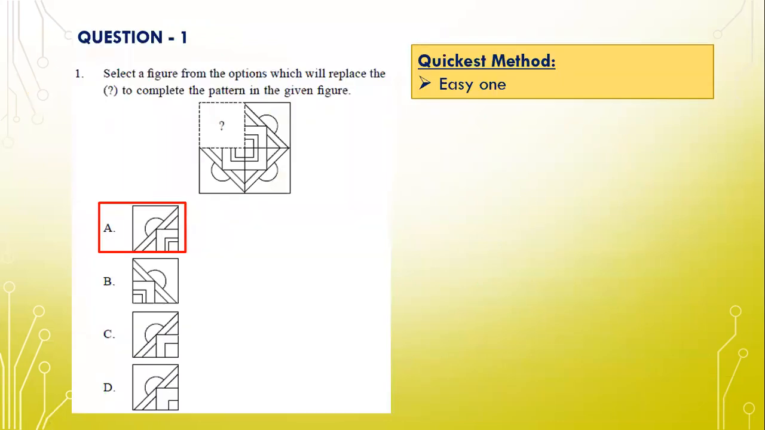Okay, first one: select a figure from the options which will replace the question mark to complete the pattern in the given figure. Again, an easy question. What you do is remember the position of the figure. This hemisphere is like this, so one hemisphere will be like this. There are two bands here, so there will be two bands here. Then there is a bigger band here, so there is a bigger band. Then there is a smaller band here, so smaller band, inner square and inner square. So option A is the right option.